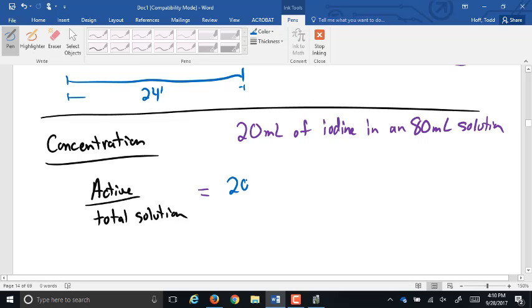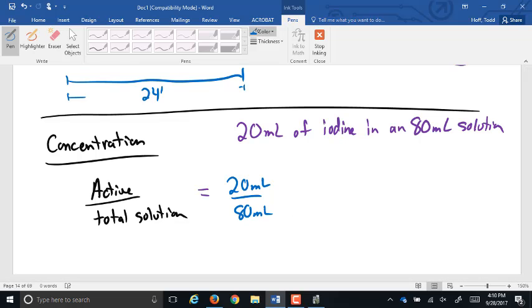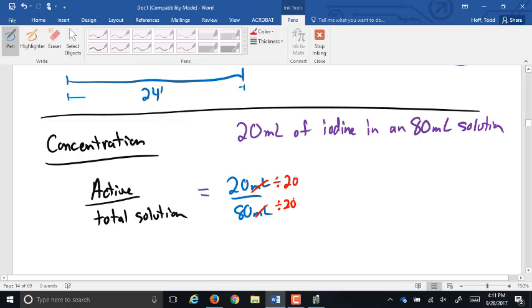So that's going to be 20 milliliters to 80 milliliters. The milliliters do cancel out. I'll give you a little shorten up this reduction. Both of them divide by 20. That's a 1-to-4 ratio, or 1 out of 4, 1 in 4 ratio.